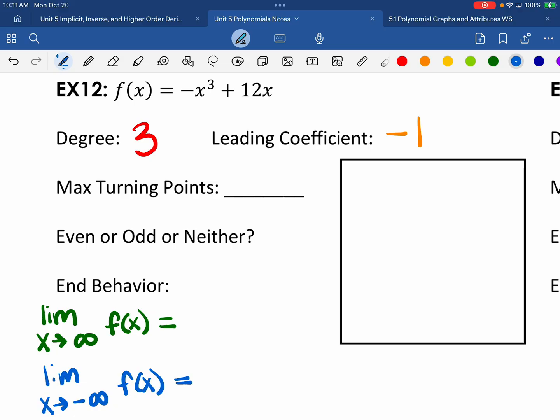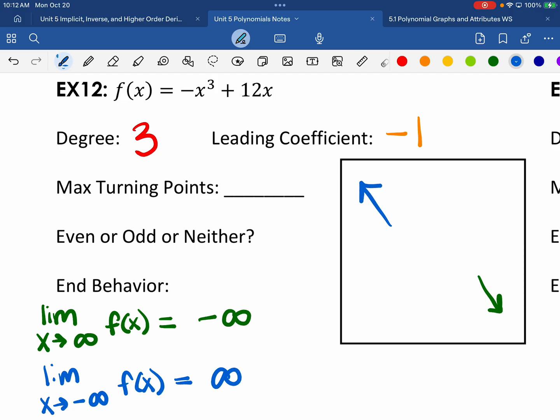Since my degree is odd, are they going to go in the same directions or different directions? Different. My leading coefficient is negative, so what is the right side going to do? Down. Yep, so negative infinity, the right side's going to go down. What's the left side going to do? Go up. Because it's odd, they're going to be different. So I don't know what's happening in my graph, but I do know that the right side's going to go down and the left side's going to go up.